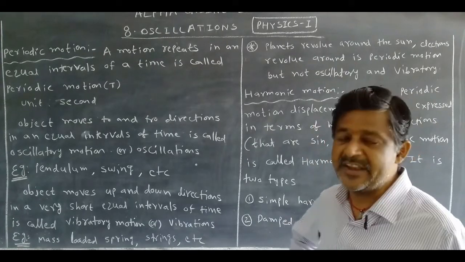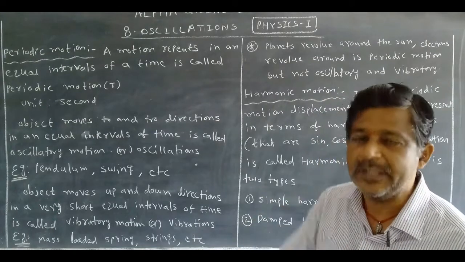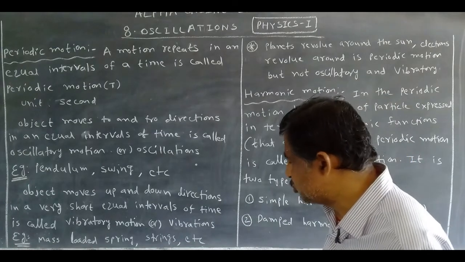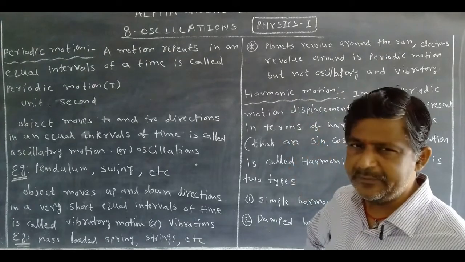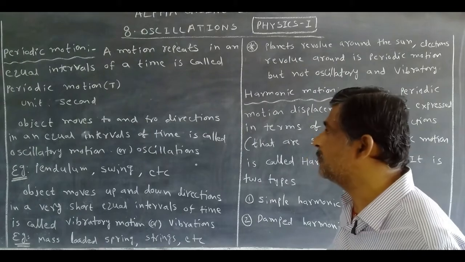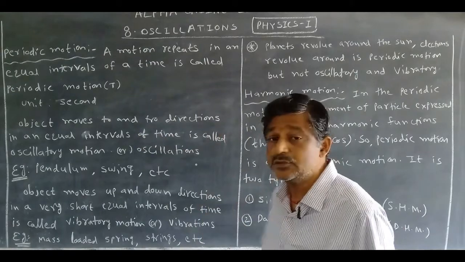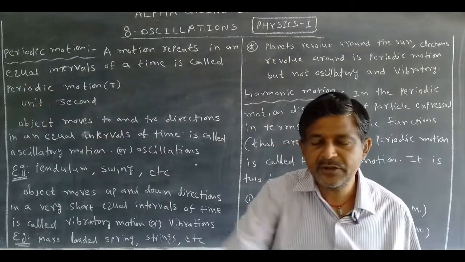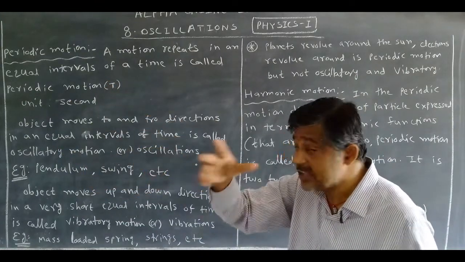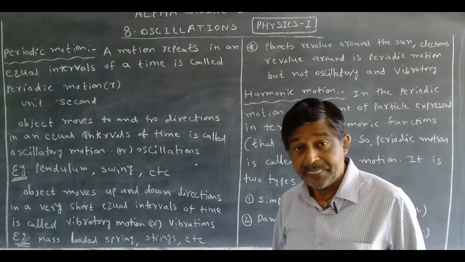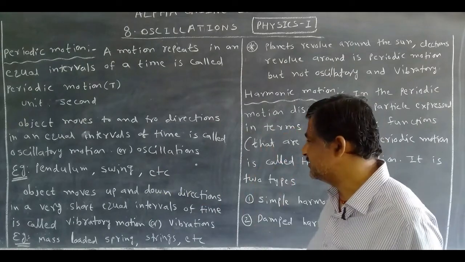Now, in periodic motion, the motion repeats. That's why it is taken as two types. One is oscillatory motion, or simply oscillations. Another one is vibratory motion, or vibrations. First type: when an object moves to and fro in equal intervals of time, it is called oscillatory motion or oscillations.